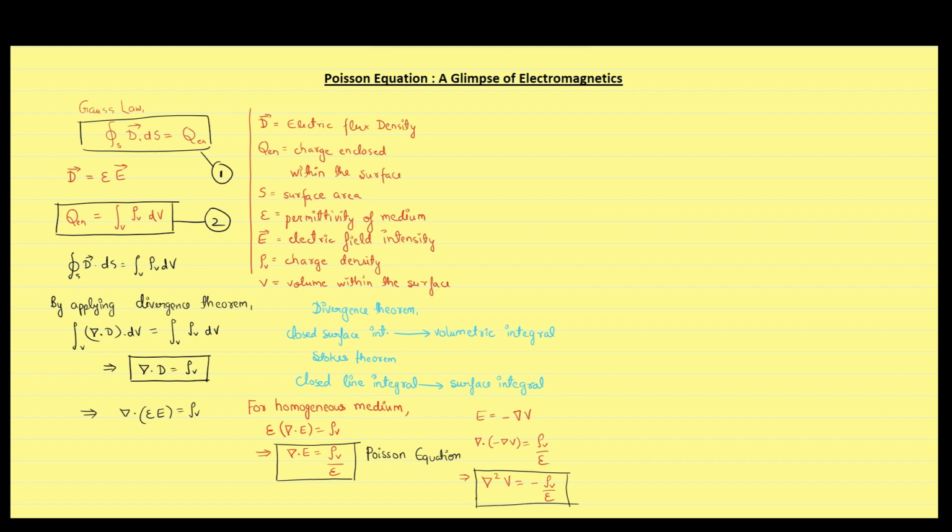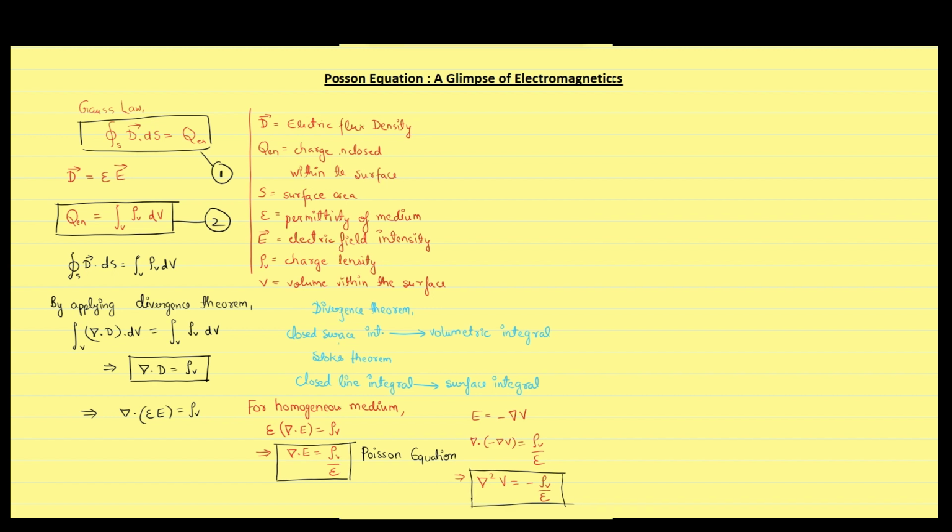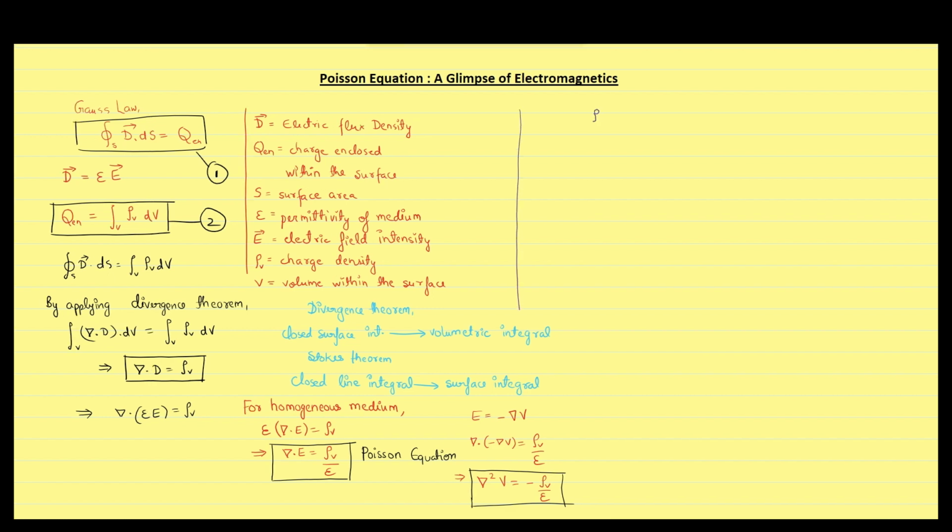There is a special case of Poisson equation in which we assume that the net charge density of the volume within the surface is zero. With respect to semiconductors, we can assume that free electron concentration is equal to hole concentration. In such cases, our Poisson equation will modify to, and these equations are called Laplace equation.